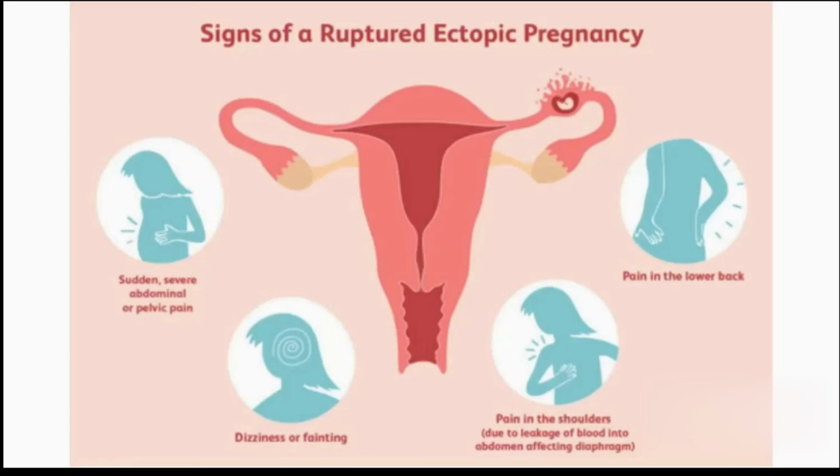And one other very important thing you must remember, that shock depends on the amount of bleeding. In the ruptured case also the patient can be stable, but the patient can also have syncopal attacks as well as shoulder tip pain. We know the reason for shoulder tip pain is irritation of the phrenic nerve.